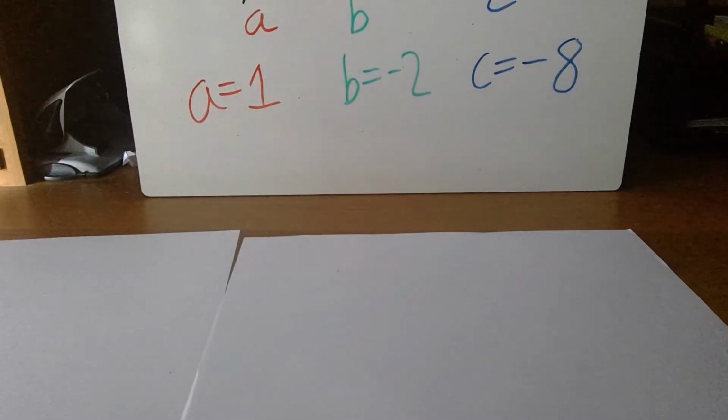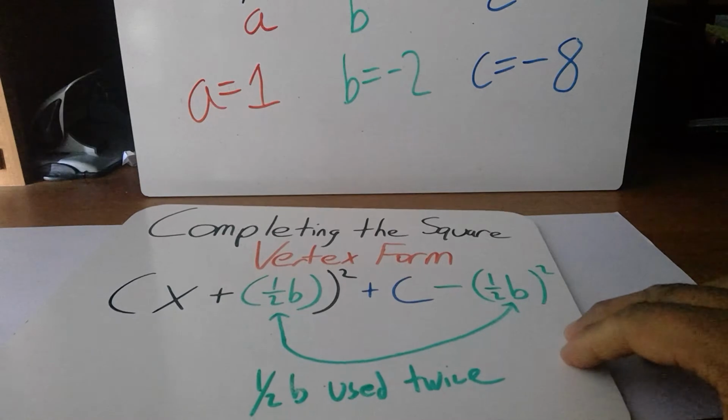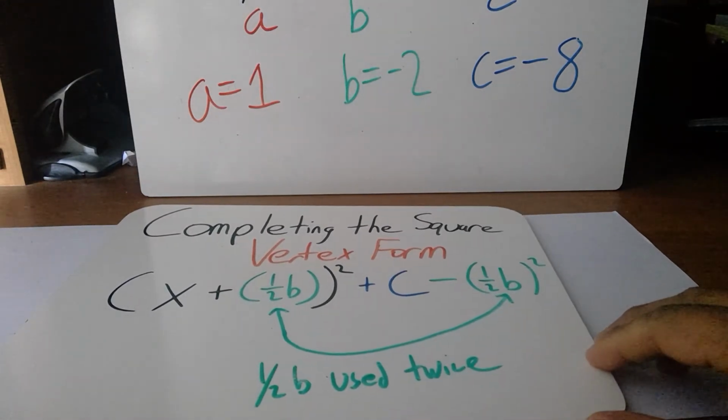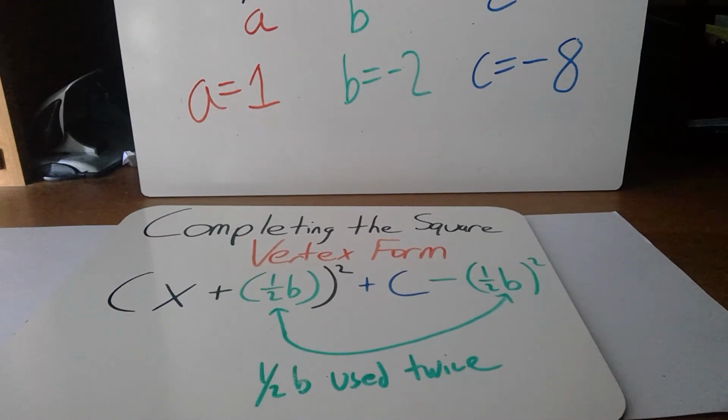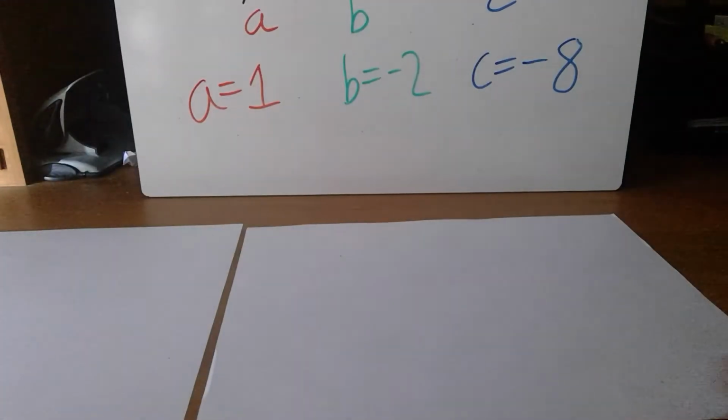And guess what? We're going to change it to vertex form. It's going to take less than 30 seconds. So here's our formula. The formula we're going to use to change to vertex form is x plus half of b in the parentheses, squared, plus c minus half of b squared. We must use half of b twice. So we're going to change from standard form to vertex form in less than 30 seconds. So let's take a look at this.